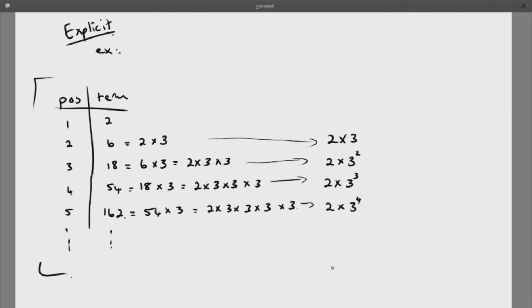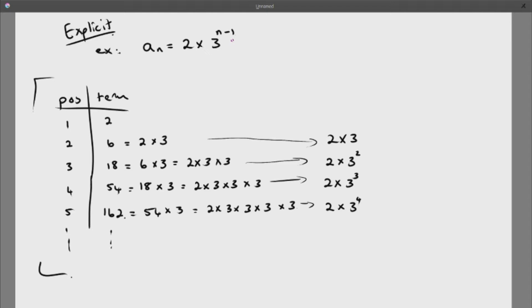So what is the link between the position and the number of 3's I multiply? One less. It's 1 less again. But because it's multiplication, it appears in the exponent. So that gets me to a formula where if I want to find the term in position n, it's 2 times a number of 3's, and the number of 3's is 1 less. So there is my explicit formula specific to our example.